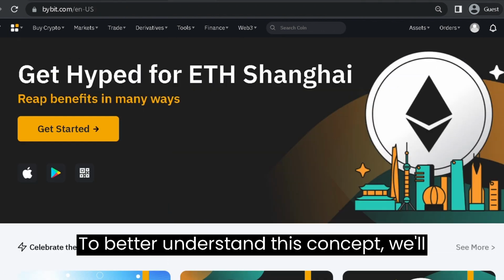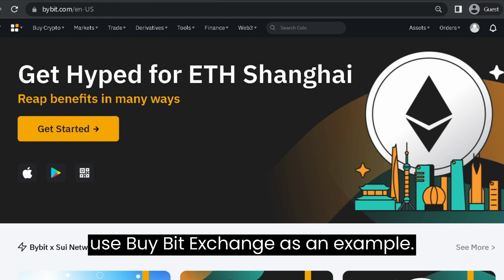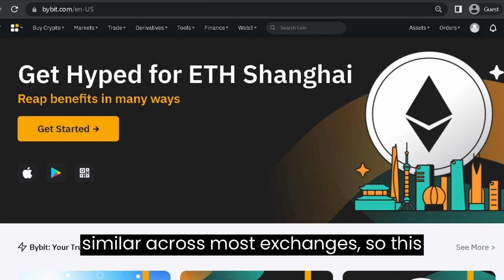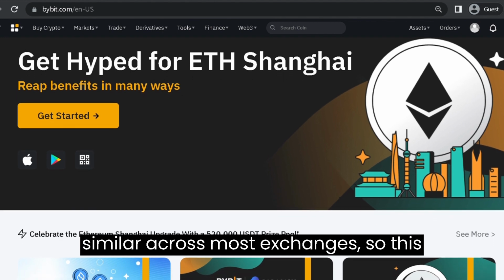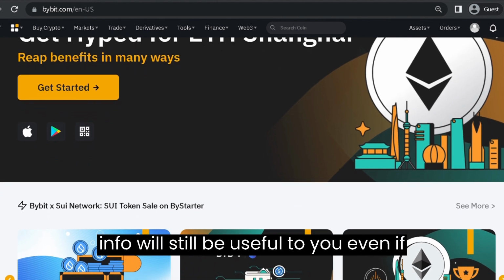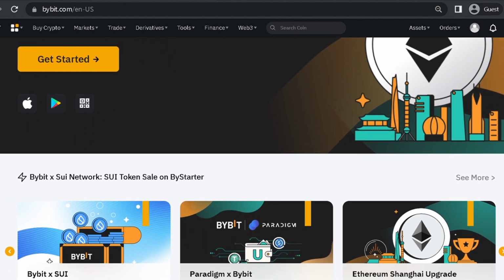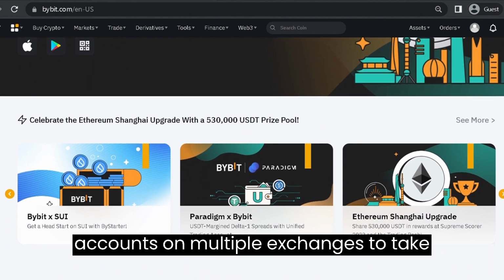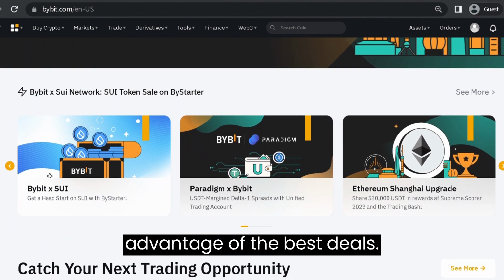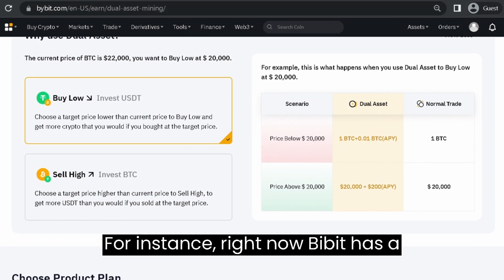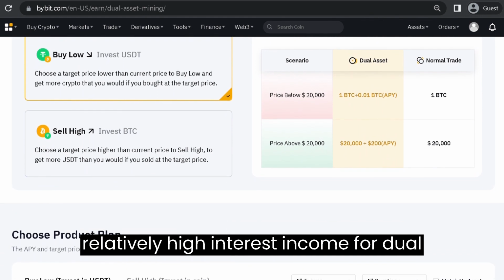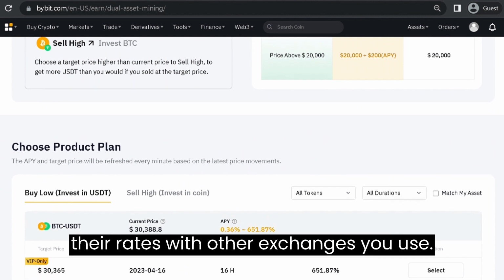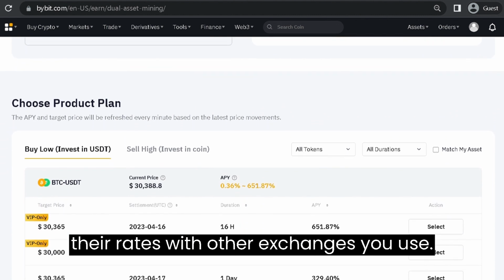To better understand this concept, we'll use Bybit Exchange as an example. Keep in mind that this process is similar across most exchanges, so this info will still be useful to you even if you're not using Bybit. Also, it's always a good idea to have accounts on multiple exchanges to take advantage of the best deals. For instance, right now Bybit has a relatively high interest income for dual investments, so it's worth comparing their rates with other exchanges you use.